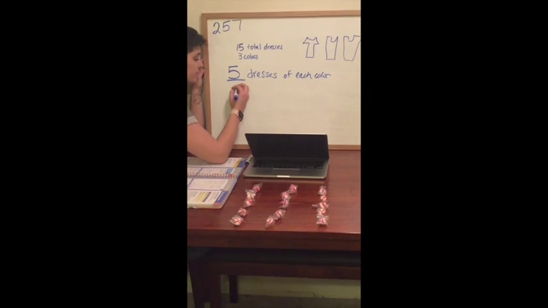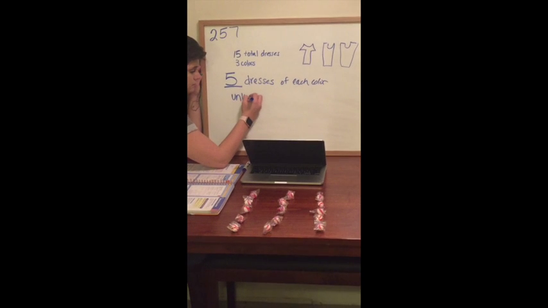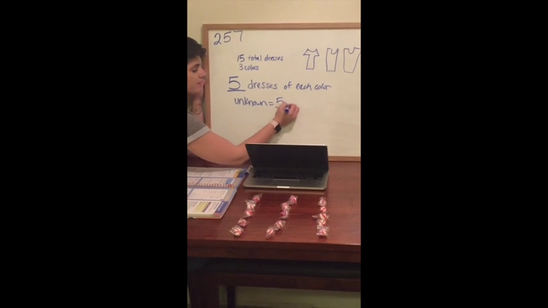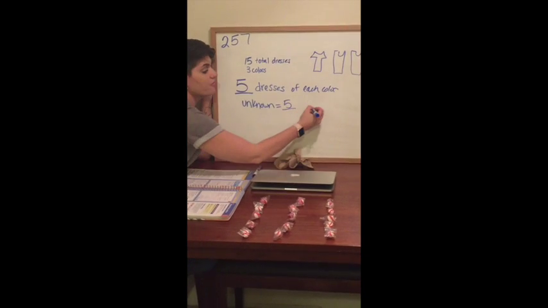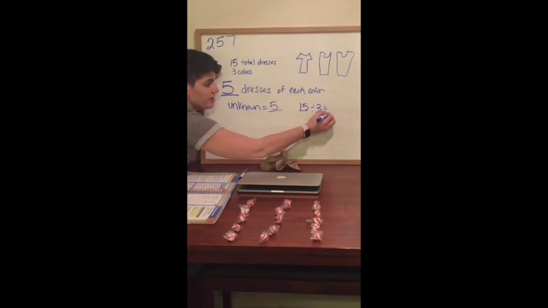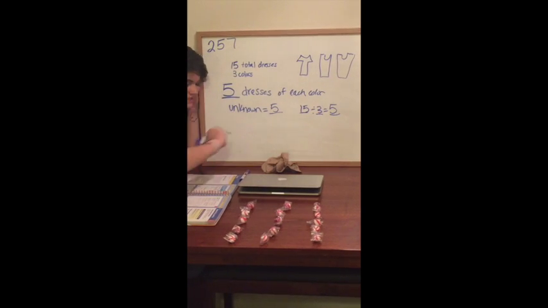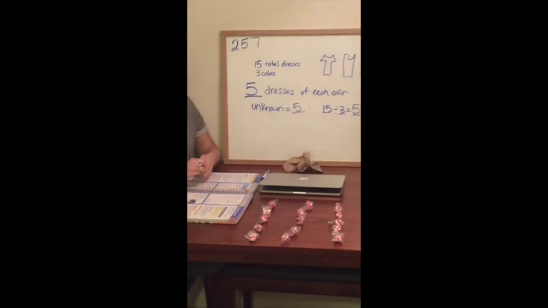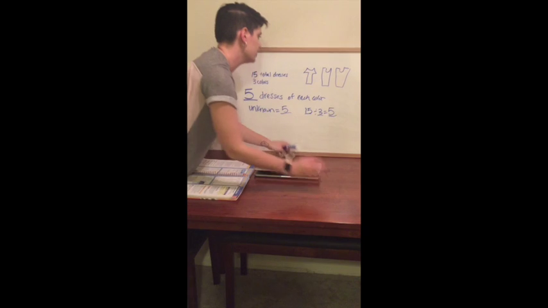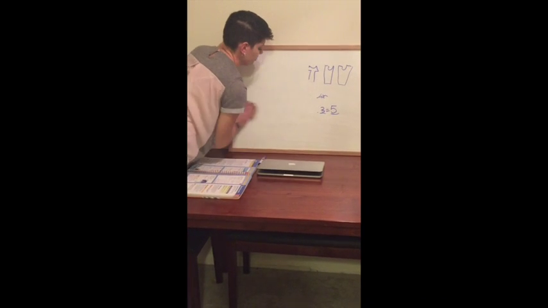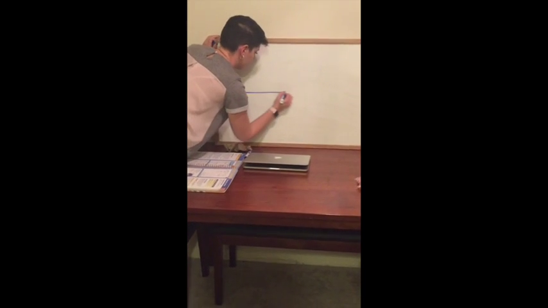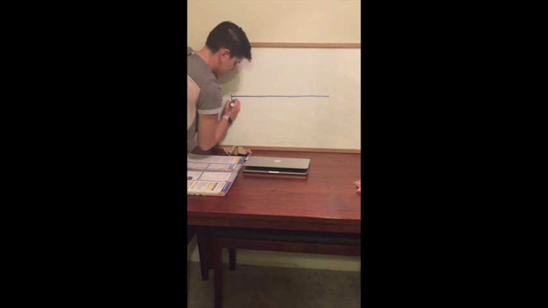So our unknown, that number we didn't know that we were solving for, is 5. So 15 divided by 3, 15 dresses broken up into those 3 colors, is 5 dresses each. That's not the only way we can solve this though. I can get rid of these counters and I can use a number line. And our book says that we can use a number line. I want you to look at the number line in your book, and I'm going to make one here.